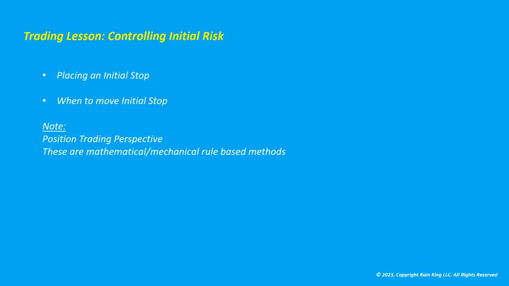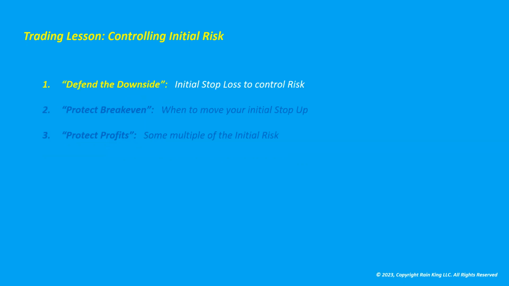So when we talk about controlling initial risk, there's really two components that we'll look at. One is placing our initial stop when we place the trade. The second is, and the question I get asked often is, when do you know when to move the initial stop up? Now, I will note that in this short video, I'll be discussing things from a position trader perspective, and I'll be sharing with you some very simple mathematical, mechanical rules based methods to keep things fairly objective.